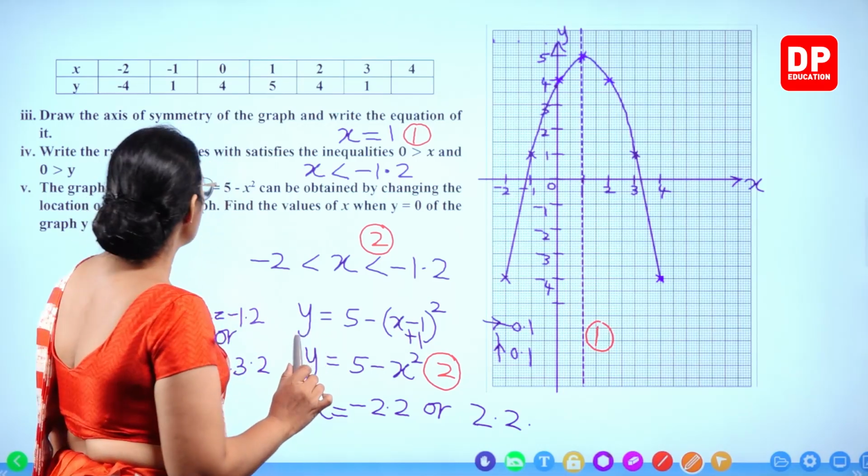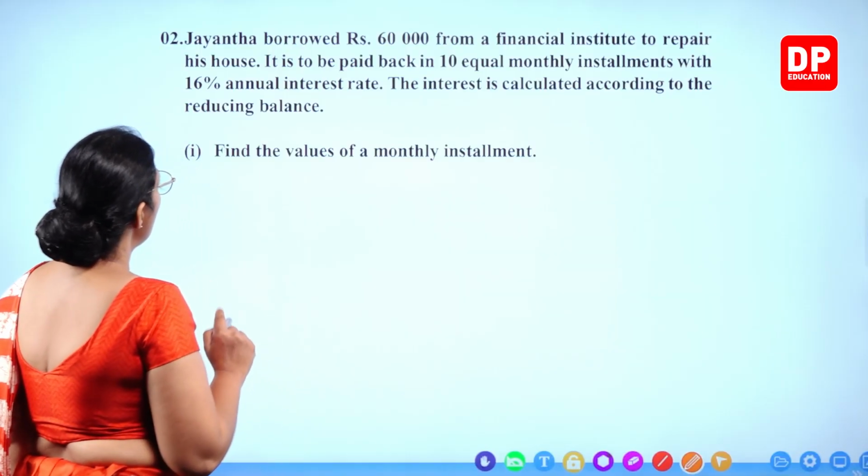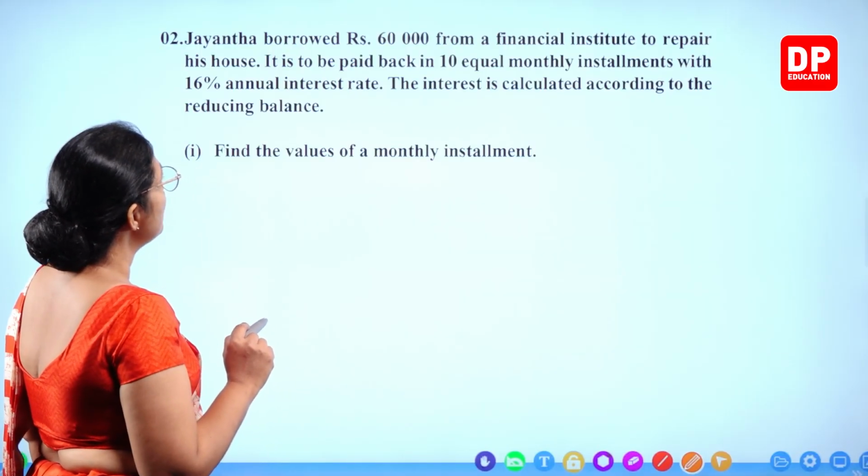Let's do question number 2. Jayanta borrowed 60,000 rupees from a financial institute to repair his house. It is to be paid back in 10 equal monthly installments with a 16% annual interest rate. The interest is calculated according to the reducing balance. So find the value of a monthly installment.